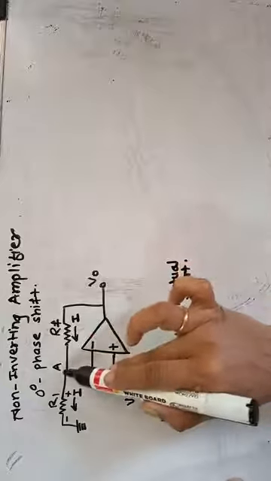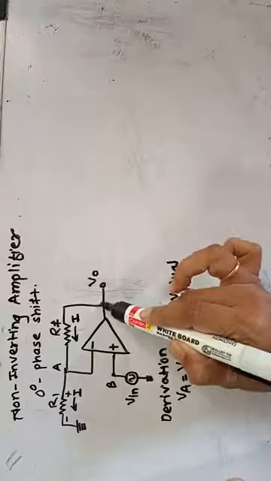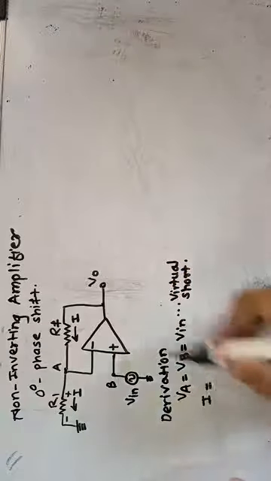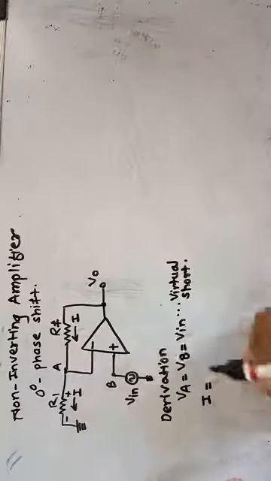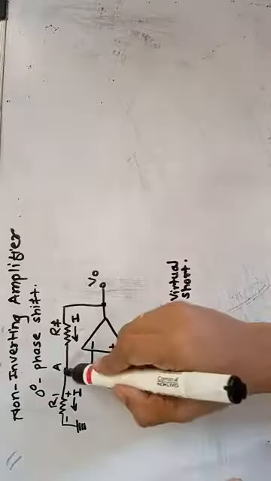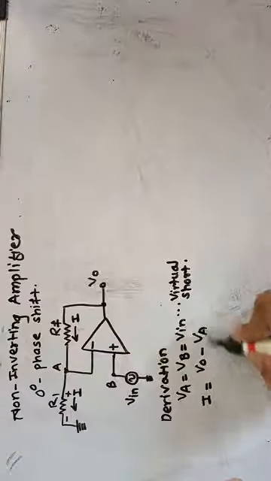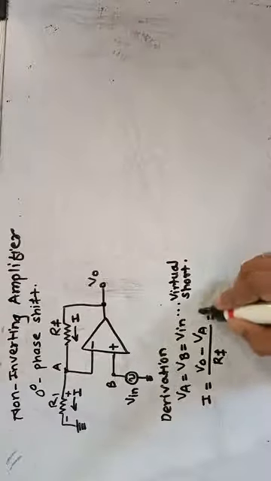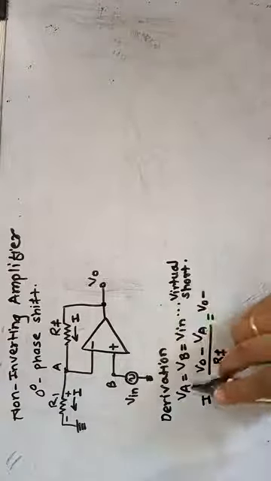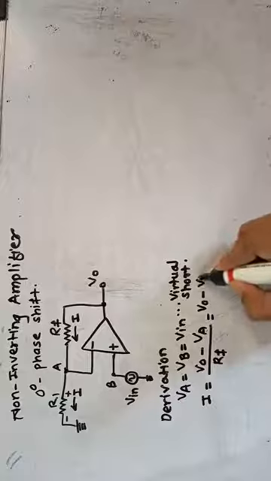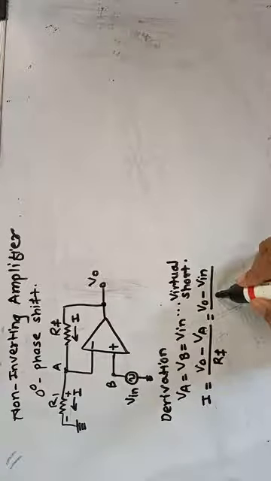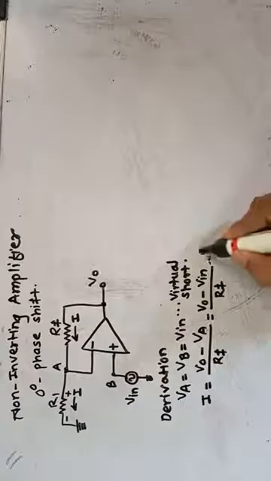From the output side, by considering only this branch, I can write the equation I is equal to V0 minus VA divided by RF, since the current direction is like this. Now VA is V in, so I can replace VA by V in: I is equal to V0 minus V in divided by RF. This is equation number 1.